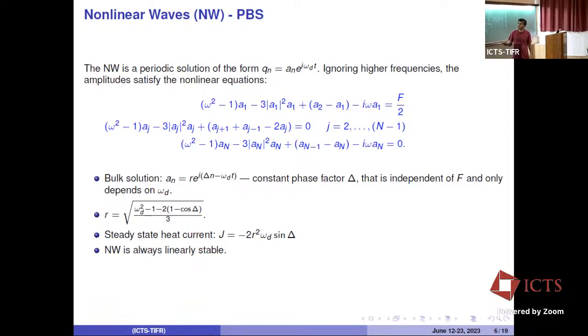And from this solution, of course, you can compute the steady state current, and this is what you get. Here you can see it doesn't depend on the force, and it doesn't depend on system size and so on. These are all results from this paper. They also observed that if you analyze these equations, the nonlinear wave equation seems to be stable under linear perturbations.